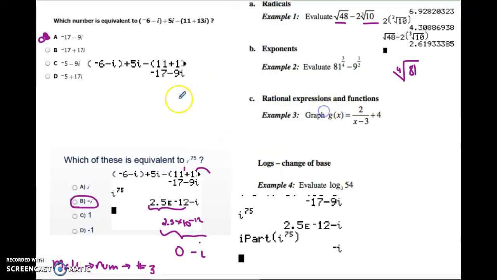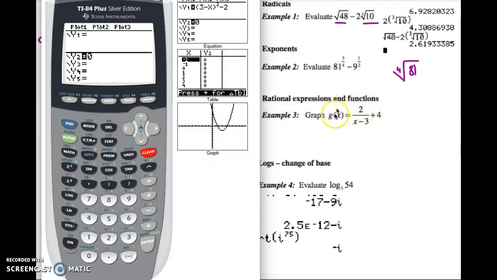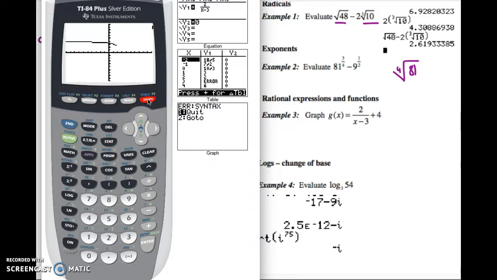All right? And then if we look at our graphing, something we have discussed in class, but I want to talk about one more time. Anytime you're graphing anything with a fraction, I want you using this alpha y equals button. So alpha y equals, and we're going to put in 2 divided by x minus 3, and then plus 4. So if I hit graph, we're going to see that nice function there.